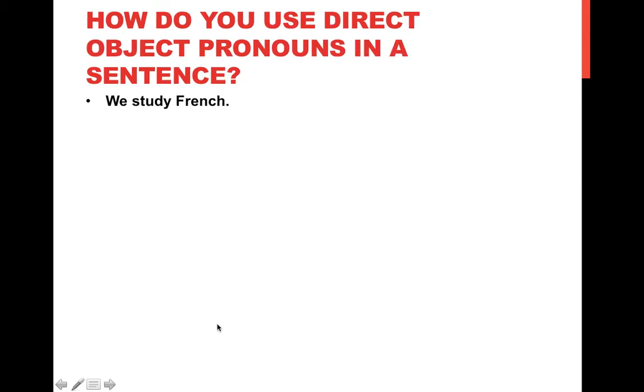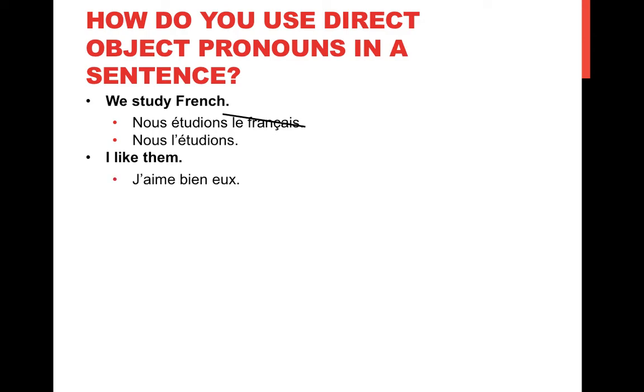So let's take a look at our example sentences. If we go back to the sentences from the other slide, we study French. Nous étudions le français. Our direct object is le français because that is receiving the action of étudier. And so we'd replace it with le. So then it becomes nous l'étudions. We study it. I like them. J'aime bien eux. Eux, or them, is our direct object, so we're going to get rid of it and replace it with the direct object pronoun. In this case, je les aime bien.